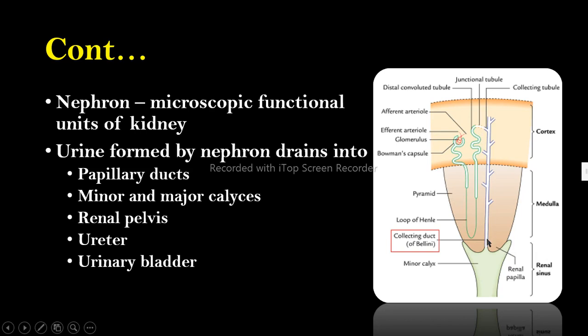But the collecting duct actually has numerous nephrons. Very many. In each one renal pyramid, you expect to find very many nephrons. So as this nephron filters, it will drain into this collecting duct. The same applies to this, and this, and this, and many others.